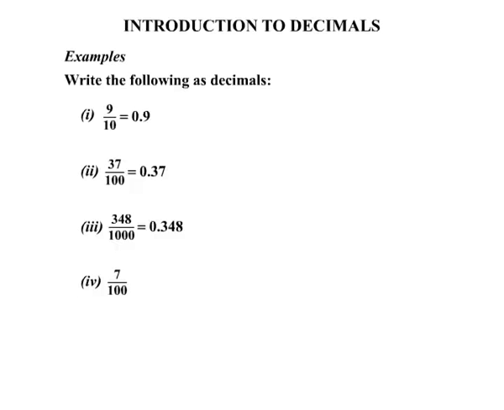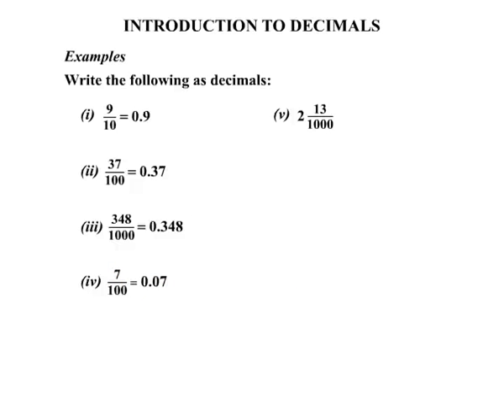What about 7 over 100? Well, it's over 100, so we know that there are going to be two decimal places. So we put the 0 point, and then there'll be two places, two decimal places there. Now we need to put 7 there, but where do we put it? We need to write it as 07, so our answer there is 0.07.